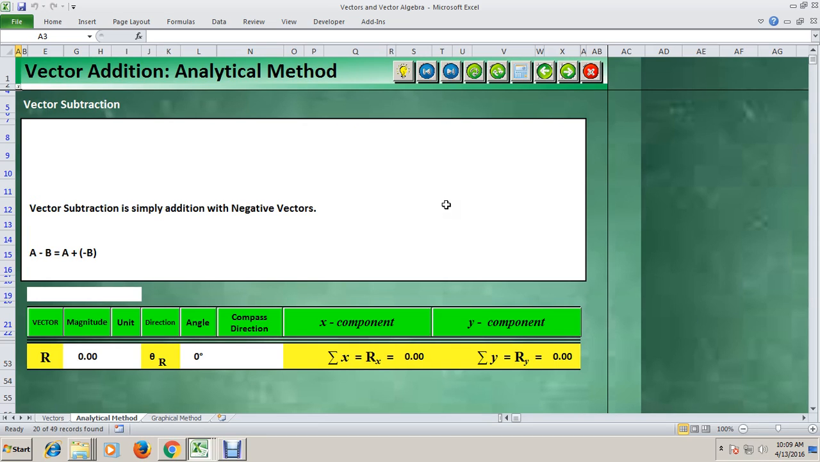Okay, so vector subtraction. Vector subtraction is simply vector addition, but this time with negative vectors. For example, if you are given vector A and vector B, vector addition would be A plus B, whereas vector subtraction would be A minus B, wherein A minus B is simply the vector addition of A with the negative vector of B.